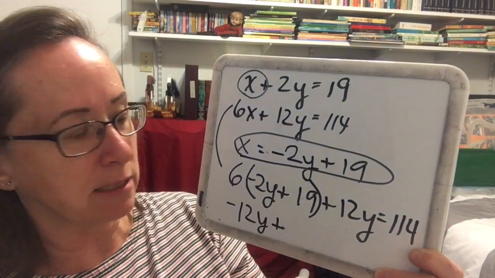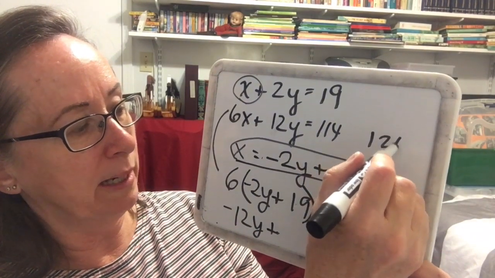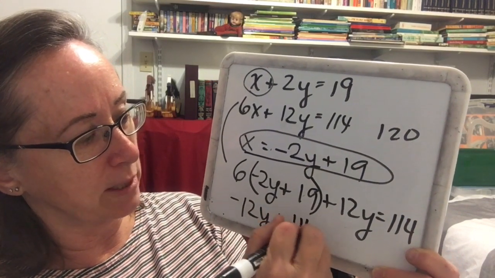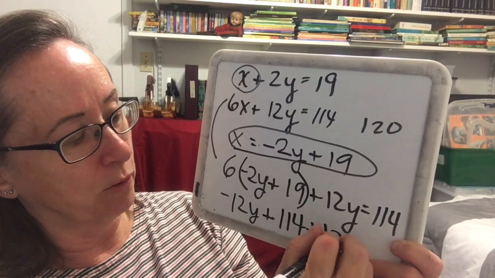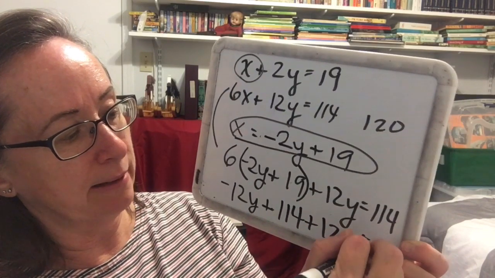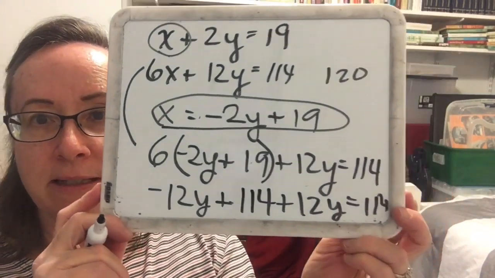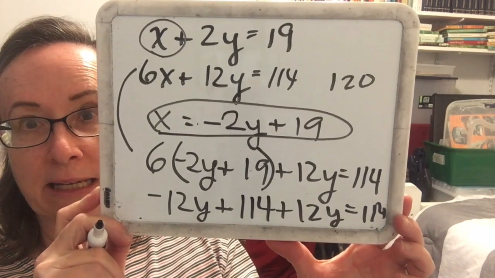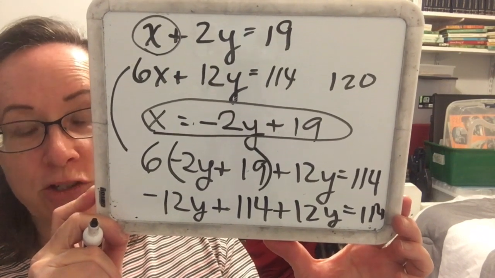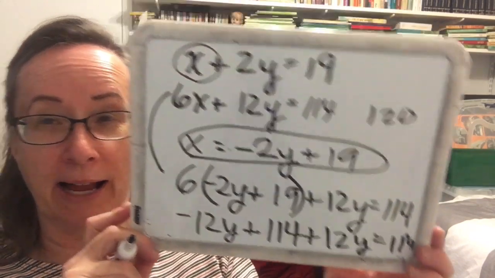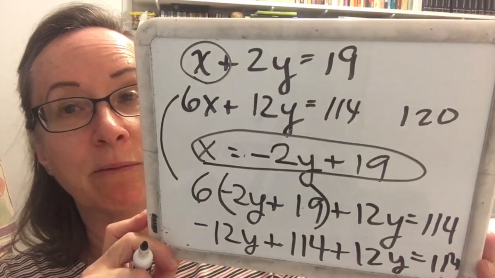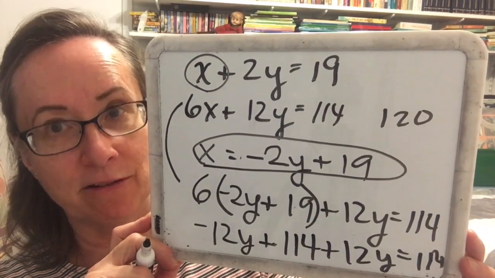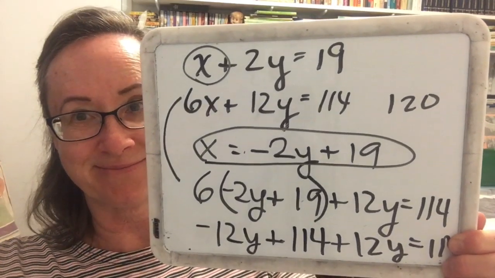Well, 20 times 6 is going to be 120. So 19 times 6 is going to be 6 less. So it's going to be 114 plus 12y is 114. Well, look at that. Everything cancels and you're left with a true statement. 114 equals 114. So this one, when our x's and y's both cancel and we're left with a true statement, that means they're the same line, which means they have an infinite number of solutions.